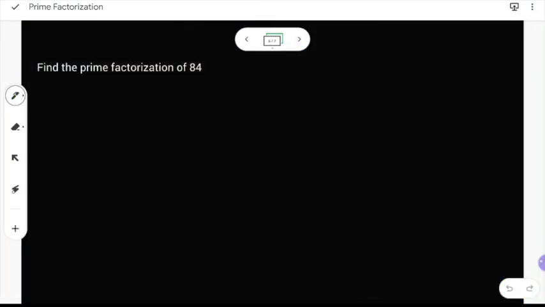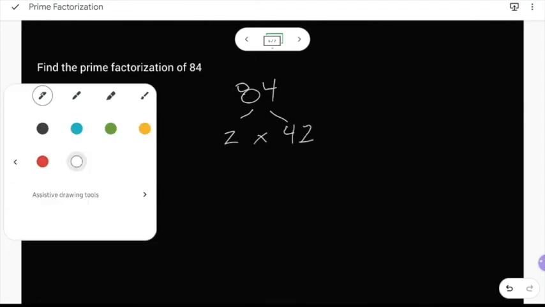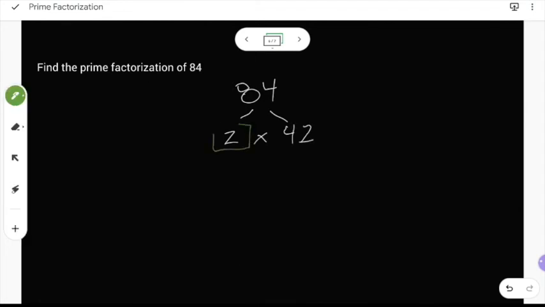Prime factorization of 84. So as the numbers get bigger, it still works. Again, I can see 84 is even, so I'm going to cut this number in half. I'm going to pull out a factor of 2. 2 times 42 gives me 84. I'll put a box around that 2 because it's prime. 42, okay, that one's 2 times 21.